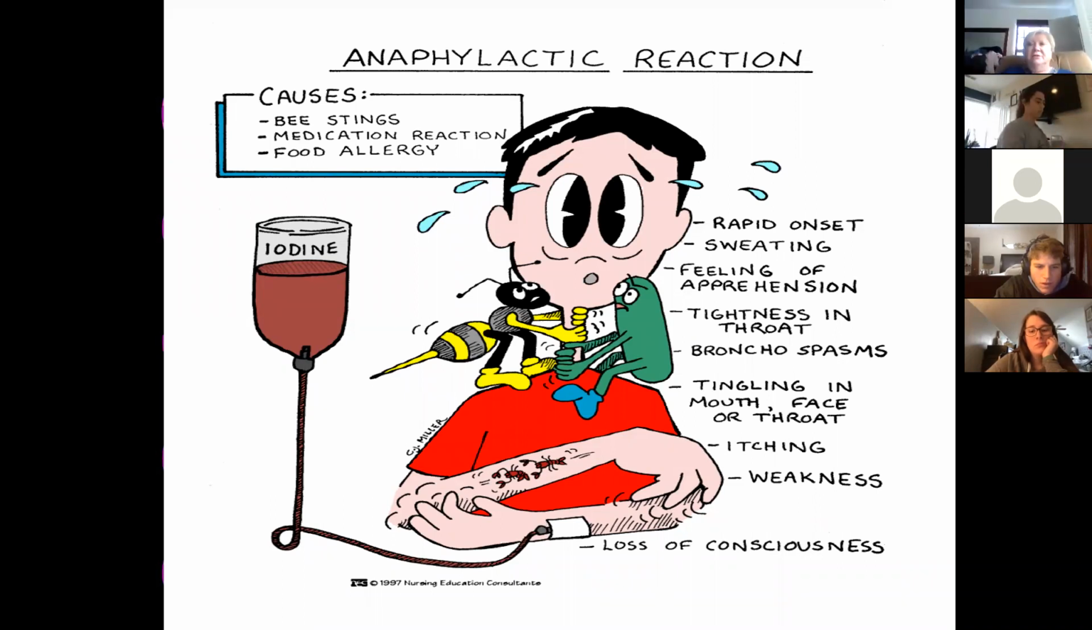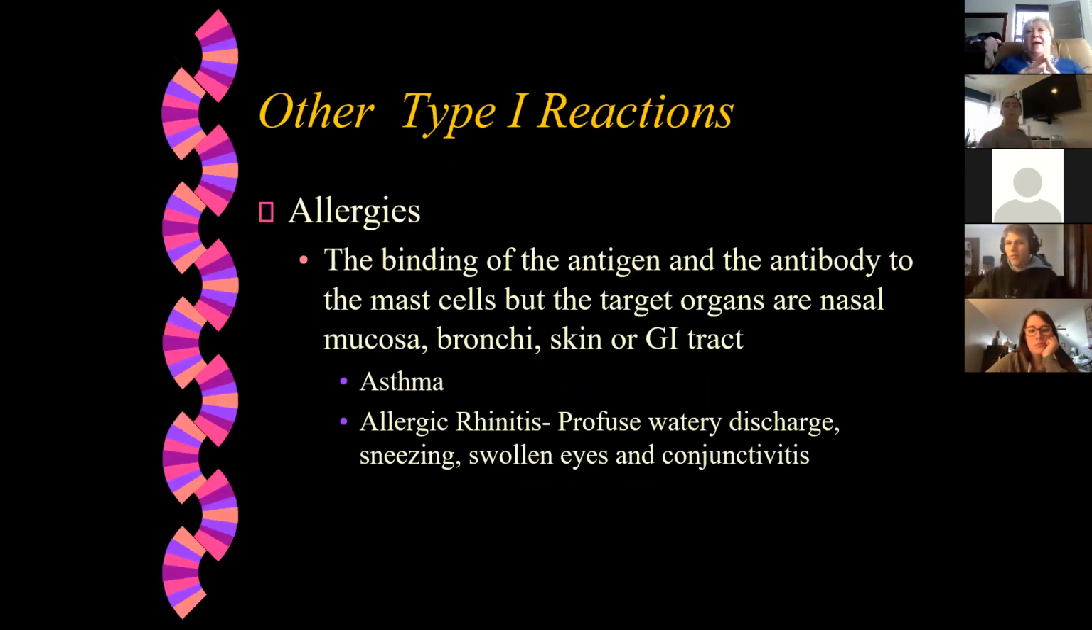So we talked about anaphylaxis and anaphylactic shock this morning, which is a form of impaired tissue perfusion due to an antibody antigen reaction. But there are other types of type 1 reactions that are not anaphylactic, which are still antigen antibody reactions, but they are not anaphylactic. So these are just your typical allergies.